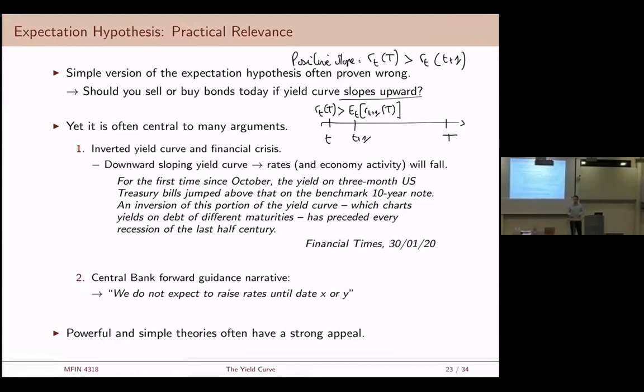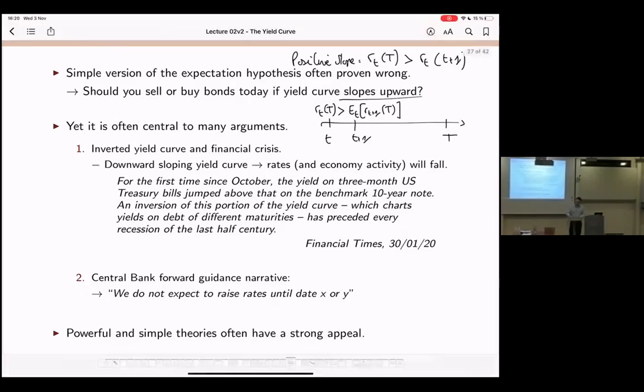Okay, so now what I also want to say is that although this naive version of the expectation hypothesis tends to be wrong in the data, it is something that you hear about many times. It is really something that market commentators and journalists sometimes use implicitly to talk about interest rates. I'm giving you two examples. The second one we're going to cover later, when we talk about monetary policy.